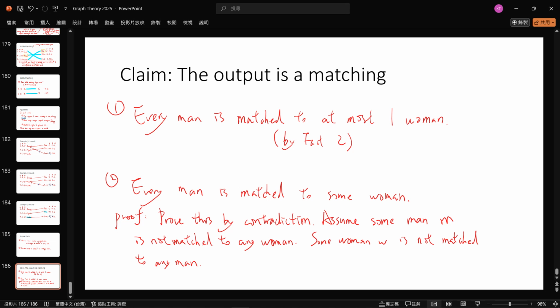So when the algorithm finishes, it must be the case that M has proposed to every woman, and this includes W. This is because the algorithm only finishes if every man has proposed to every possible woman if he is not matched to any woman.